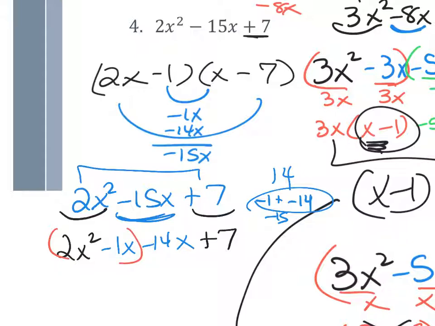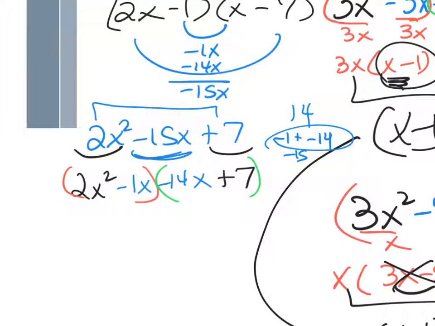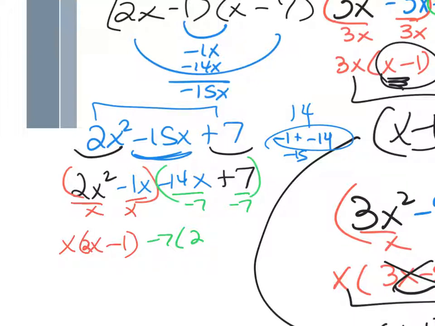Group, group. And now, GCFs. GCF of red is x. GCF of green, again, remember you want the signs to be appropriate. If I pull out only a 7, my signs are off. So I'm going to pull out a negative 7 so everything matches up. So now I get 2x. Oops, I needed a 2 here on the red. So then I get 2x minus 1.